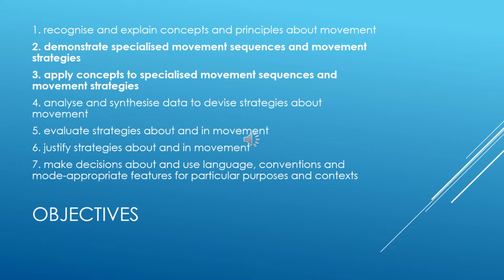There are 7 objectives in physical education. 2 of the 7 objectives relate to physical performance, and they're the 2 that are highlighted or bolded: demonstrate specialised movement sequences and movement strategies, and apply concepts to specialised movement sequences and movement strategies. All of the other objectives relate to cognitive skills rather than physical skills.